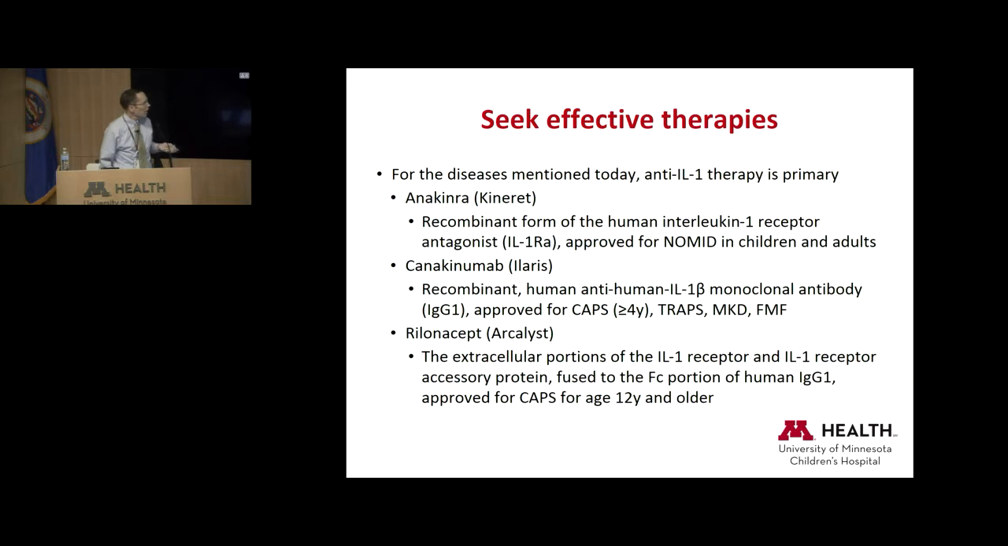And then the third one is rilonacept, which is the IL-1 receptor with a human IgG tail attached to it to keep it in the circulation longer. And it's approved only for CAPS age 12 and up. So it's not approved for these other disorders. So this is the off-label part of my talk.